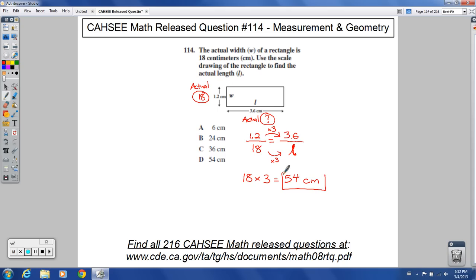That is choice D. Now of these answers here, I think A wouldn't make any sense because the length clearly here is longer than the width. And so to say if the actual width is 18, to say the length is less than that doesn't make sense. But choice D is correct based on what you see here.